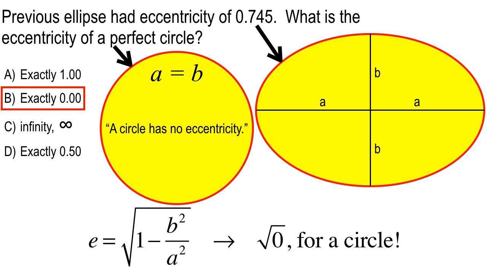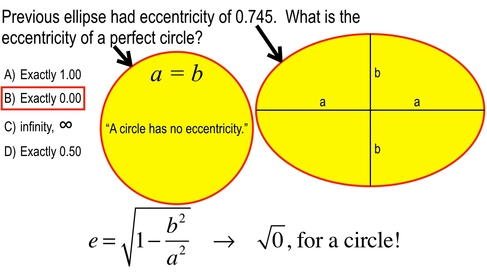A circle is a special case of an ellipse. Semi-major and semi-minor axis exactly the same. Therefore, A over B is equal to 1. A squared over B squared, whatever they are, you square them and divide them. If they're equal, you get 1. 1 minus 1 is 0. So the eccentricity for a perfect circle is 0.